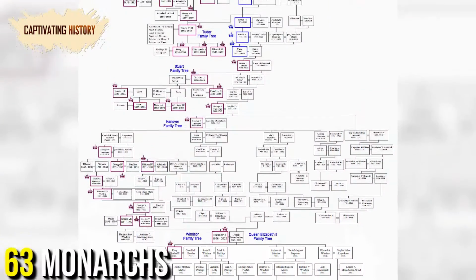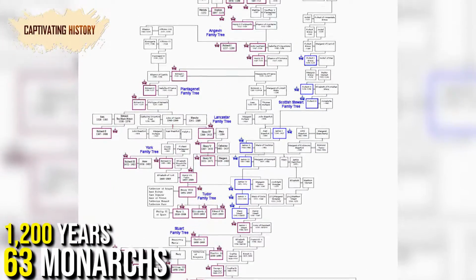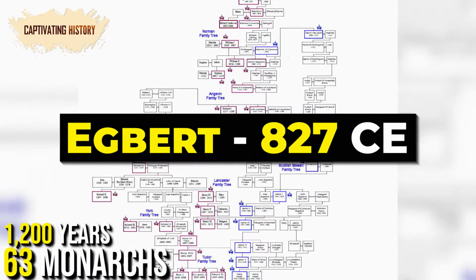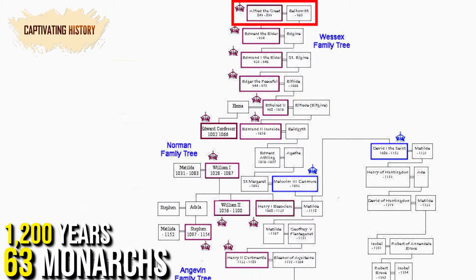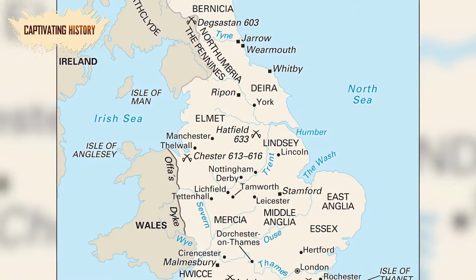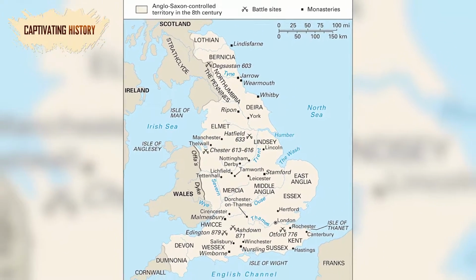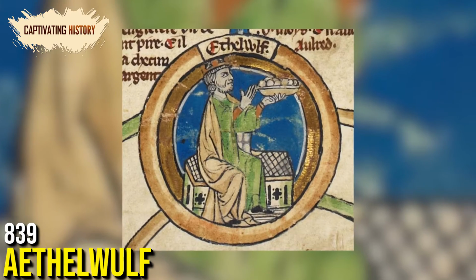There have been 63 monarchs of Britain and England over the last 1,200 years. These started with Egbert in 827 CE, although some historians believe Alfred the Great was the first to rule over a unified England. Egbert was the first to rule over a large portion of England, in this case the Anglo-Saxon settlements. Egbert was succeeded by his son Aethelwulf in 839.